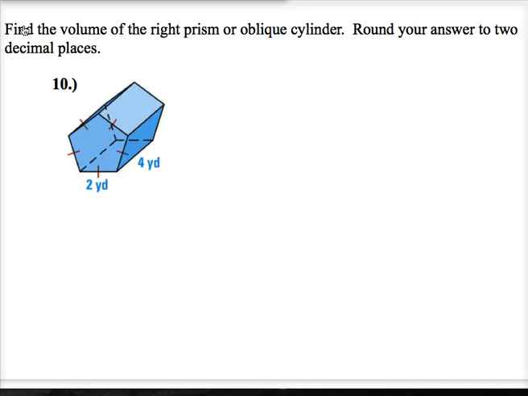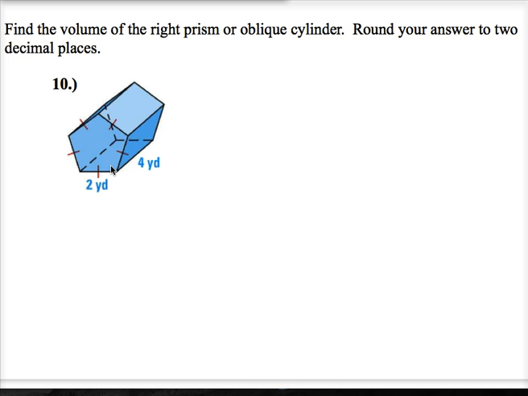Okay, so question number 10, I'm finding the volume of this prism, and I see that it has a pentagon as a base, right? There are 5 sides. So I know that to find the volume of a prism, I need to take the area of the base and multiply it by the height.